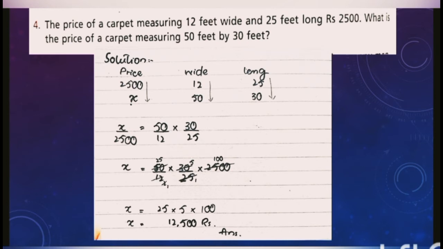First, figure out what we are encountering in this question: direct proportion or inverse proportion. Basically, first observe that you need to find the value of x. Now the arrowhead should be towards x. This is by default. So we pointed this arrow down. Now check the relation between the price and wideness.